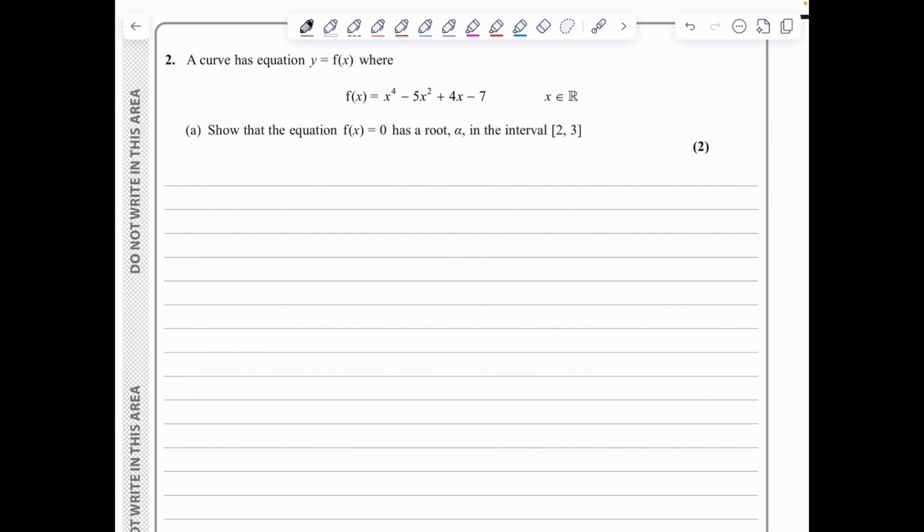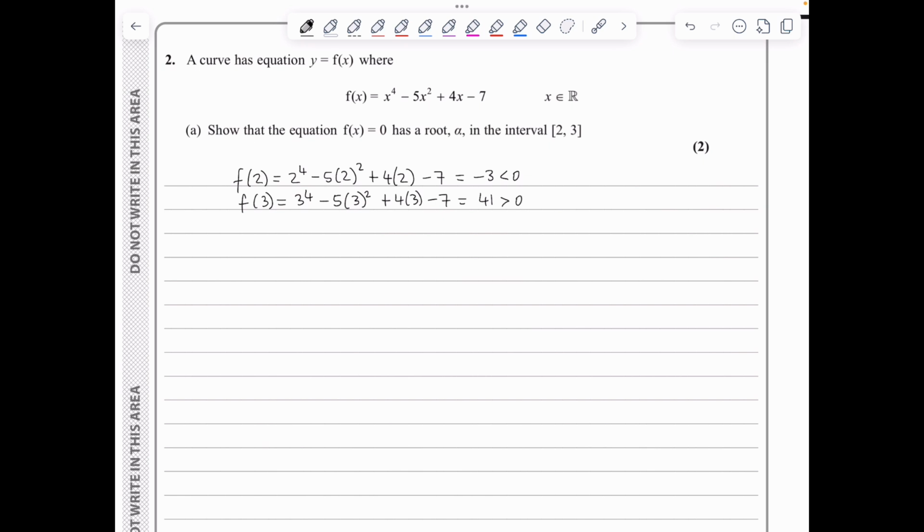So I will be evaluating f of 2, which is going to be 2 to the power of 4 minus 5 times 2 squared plus 4 times 2 minus 7. This gives an answer of -3, which is less than 0. Whereas f of 3, I will substitute x with 3, so 3 to the power of 4 minus 5 times 3 squared plus 4 times 3 minus 7, which gives an answer of 41, which is greater than 0.